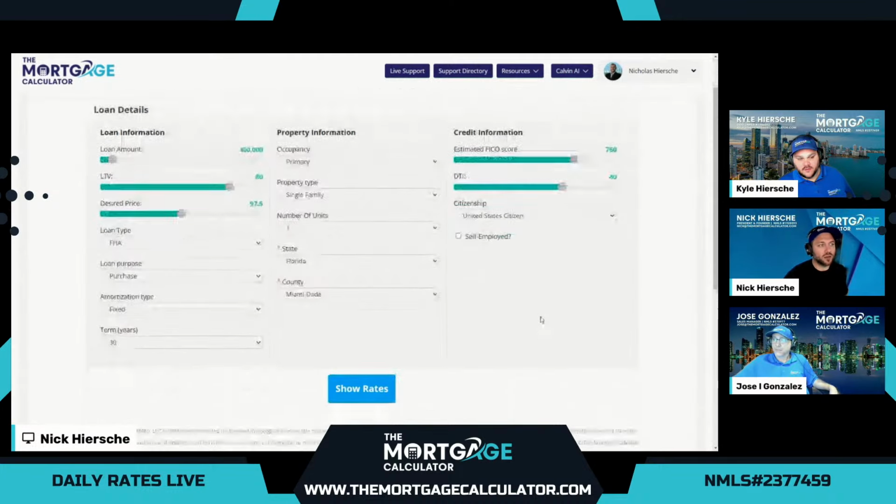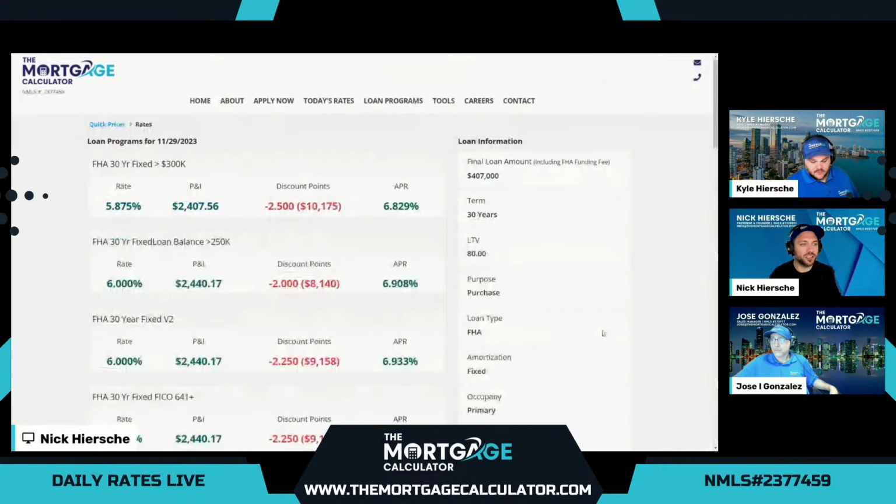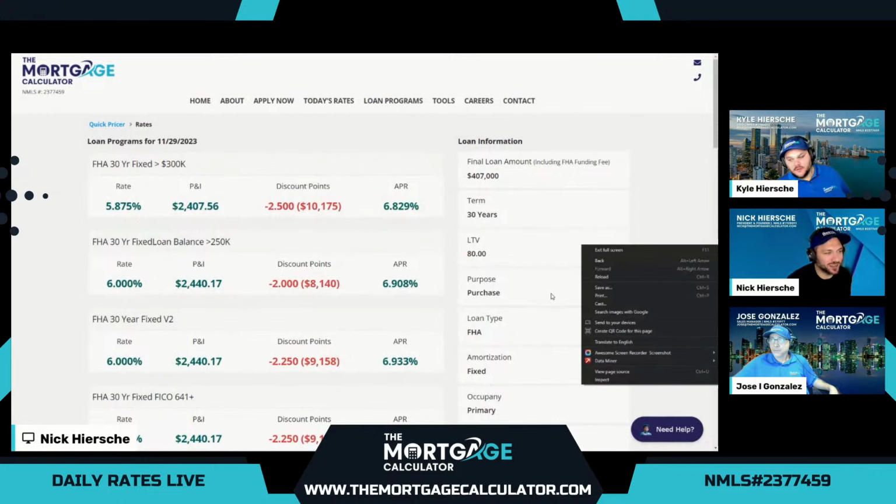FHA does allow a little more leniency on credit issues, as well as a much higher debt to income ratio, but we'll set everything exactly the same here so we can compare apples to apples across the programs. So let's check out the FHA options this morning. Wow, been a long time since we've seen a 5 in front of the rate, right? So again, downward momentum, we love to see that.